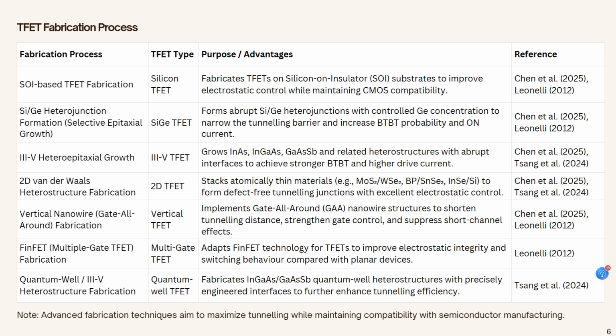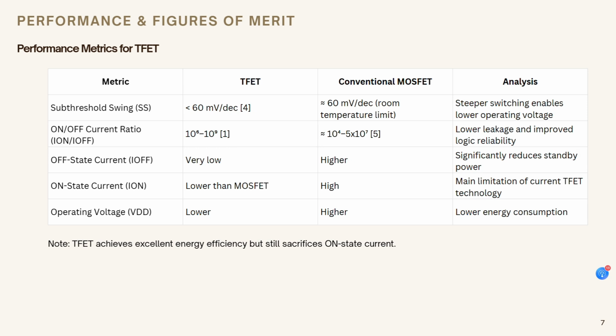After discussing the material and fabrication techniques, I would like to compare the performance of TFET with that of a conventional MOSFET using several important performance metrics. The first metric is the subthreshold swing, which indicates how efficiently a transistor switches from the off state to the on state. For a conventional MOSFET, the minimum subthreshold swing is limited to around 60 millivolts per decade at room temperature because it relies on thermal emission. In contrast, TFET operates through band-to-band tunneling, allowing it to achieve a subthreshold swing below 60 millivolts per decade. This means TFETs can switch on more sharply and operate at lower supply voltage.